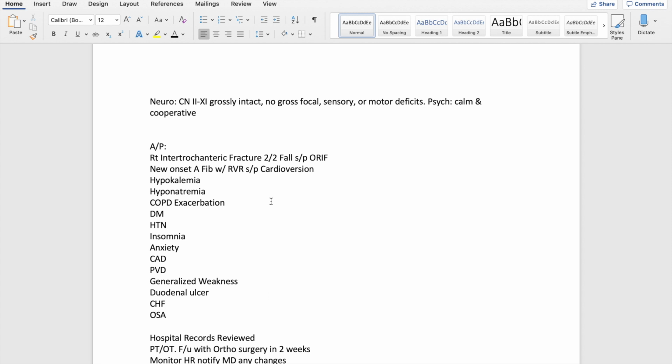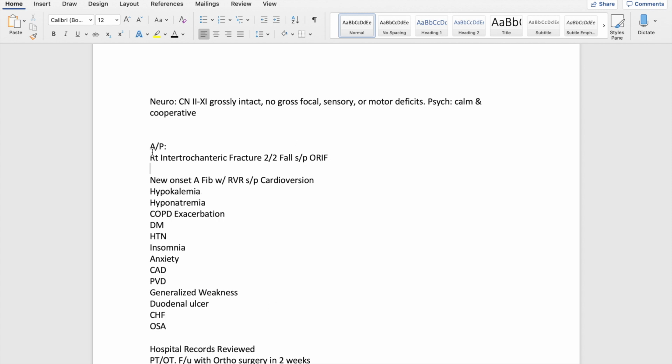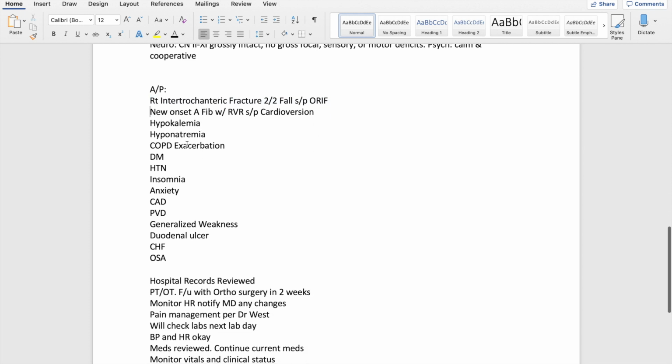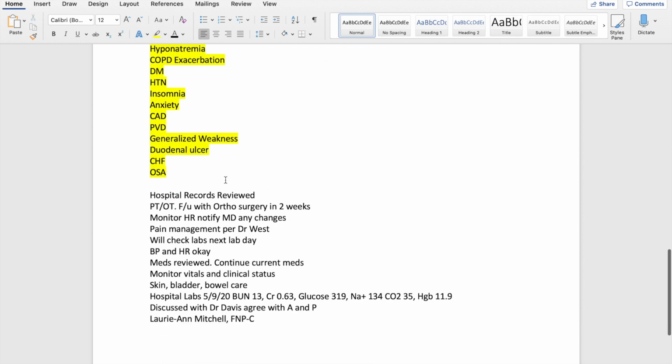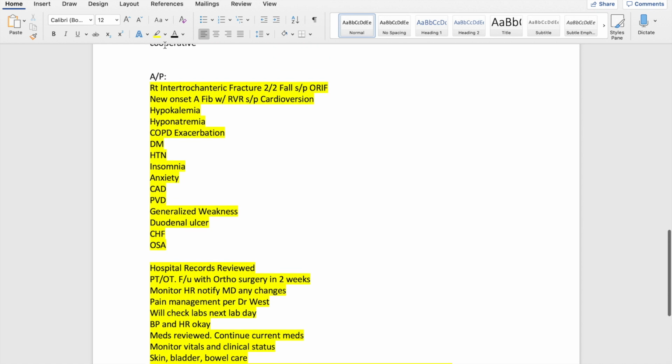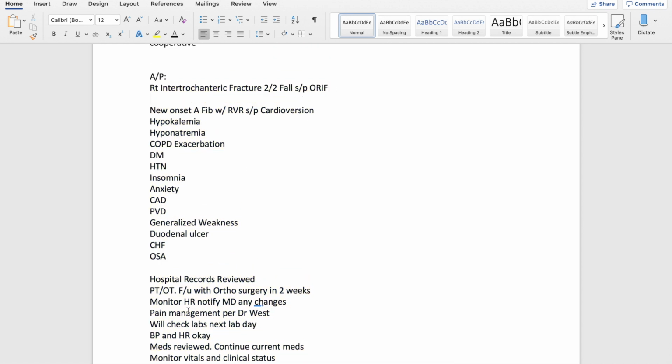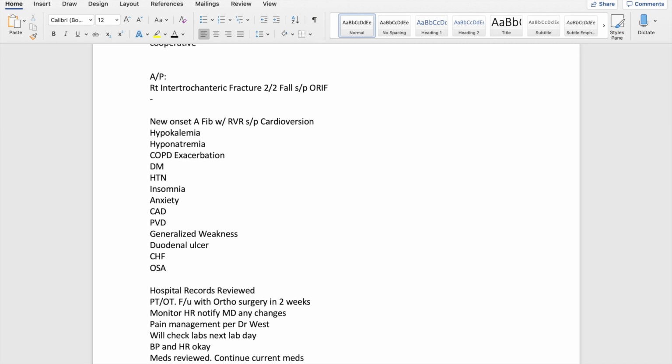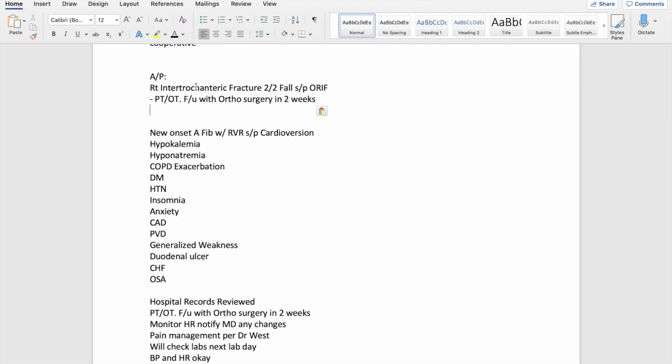You can either write one assessment and then put the plan directly underneath it, or you can just list each one stacked in this format. I tend to just list them like this, and then at the bottom I go ahead and list what the plan is. So you can do it either way. Say for instance you list that, this would be the plan for this.